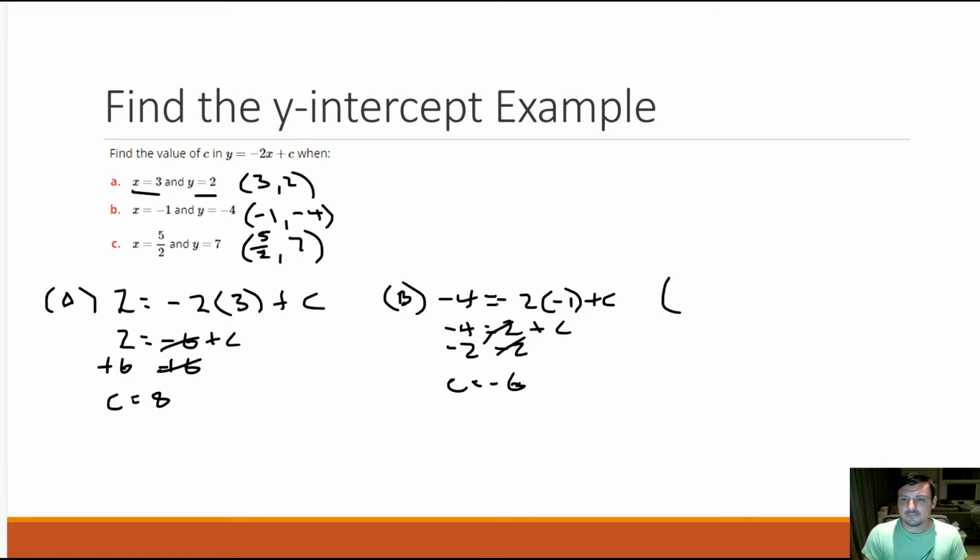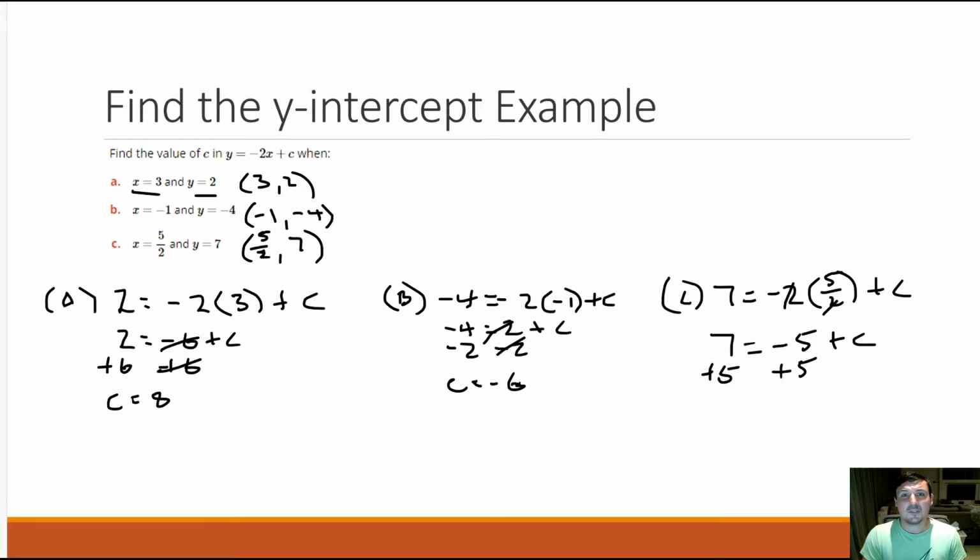Last one. We have 5 over 2 and 7, so we've got 7 equals -2 bracket 5 over 2 plus C. 7 equals, so the 2's are going to cancel out to leave -5 plus C. We're then going to add 5 to both sides, and we get C equals 12.